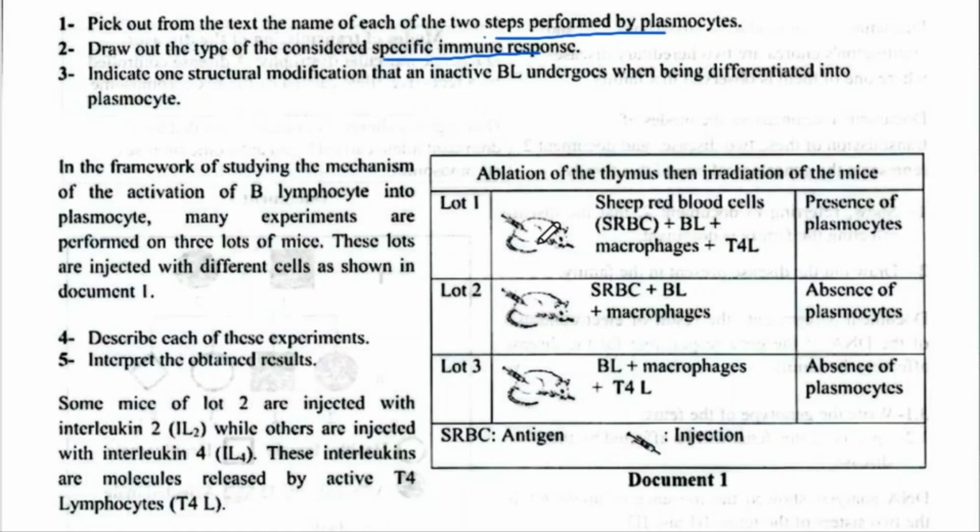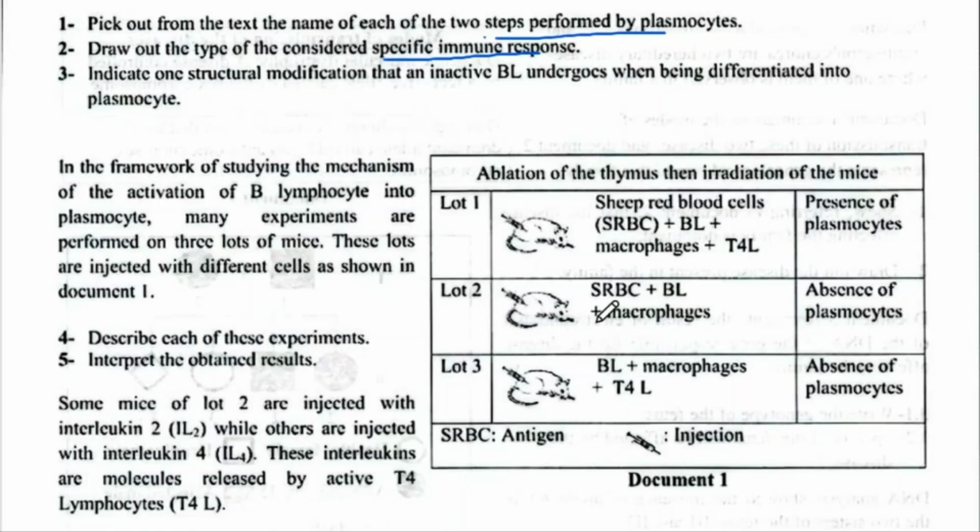For lot 1, the mice are injected with antigen, B lymphocyte, macrophage, and T4 lymphocyte. The result is presence of plasmacyte because all the necessary cells are present. For lot 2, the mice are injected with antigen, B lymphocyte, and macrophage. The result is absence of plasmacyte.